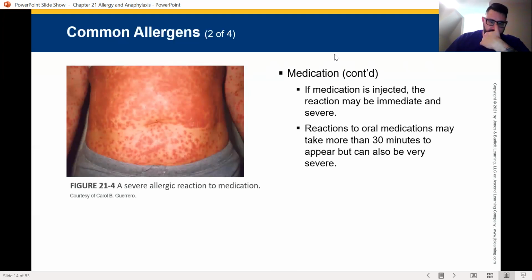All right, so what we're looking at here is a severe allergic reaction. This is what's called erythema. Erythema is when the skin takes on a reddish tint to it. And this looks like he's got some hives here too. It's kind of hard to see if they're raised or not. But when the skin turns red, it's erythema.